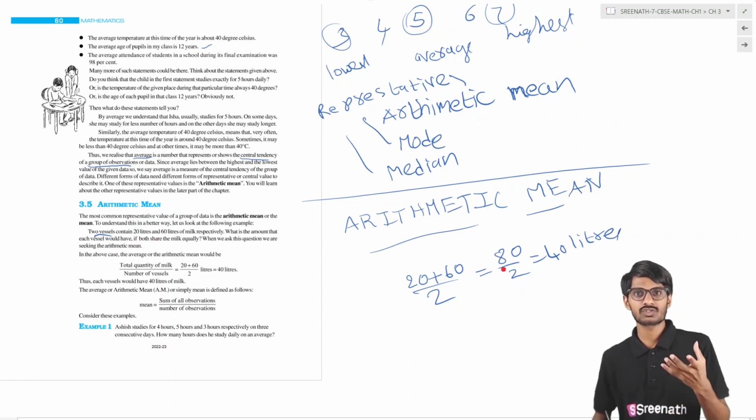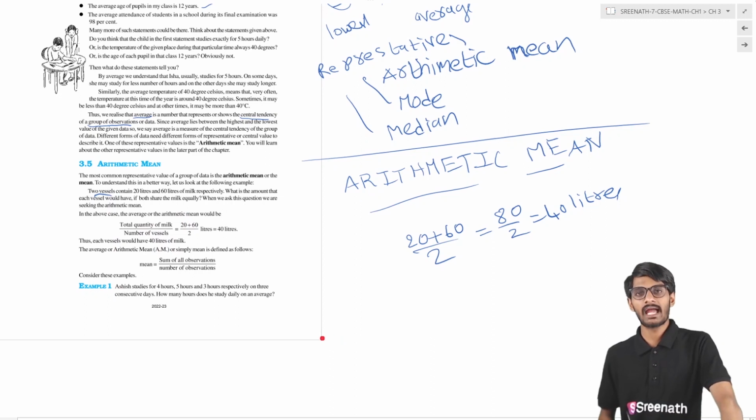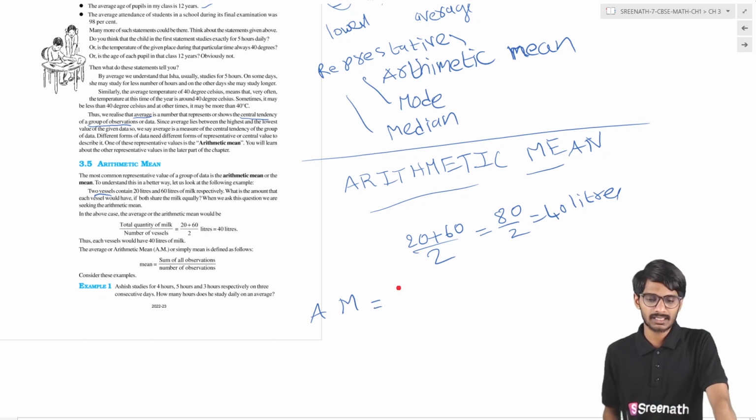That purpose is also fulfilled. So this is the way, students. Using this example, I want to tell you about arithmetic mean. Arithmetic mean, simply written as AM, is nothing but the mean.